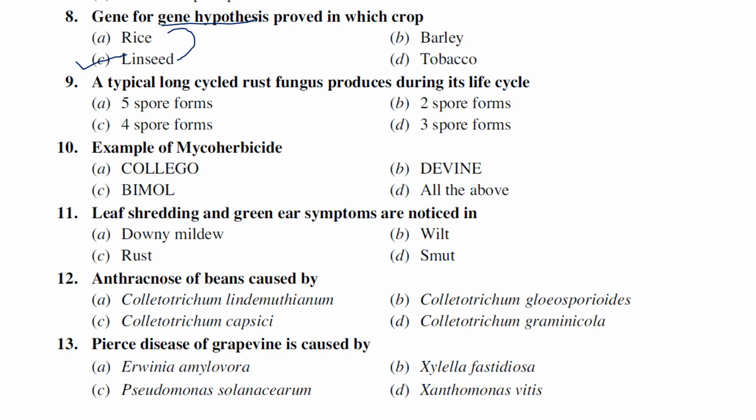Next one: a typical long-cycle rust fungus produces during its life cycle how many spore forms? A typical rust, we know very well, you can take an example of wheat stem rust. How many spores will it produce? Five spores, right? Pycniospores, aeciospore, urediniospore, teliospore, basidiospore. So a typical long-cycle rust contains five spore forms.